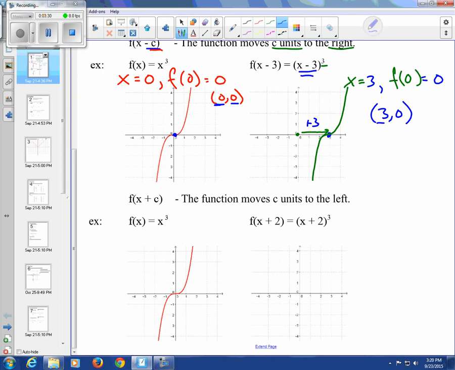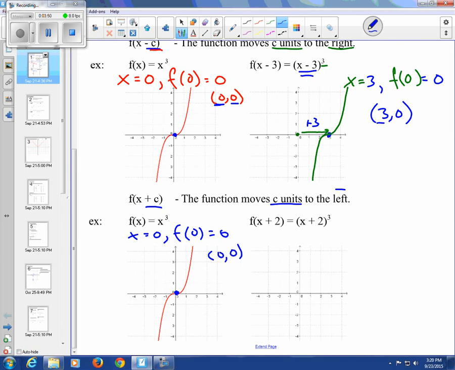If we're looking at adding a constant c within our function, we would say that that moves the function c units to the left, which is of course the negative direction. Again, we can see that ordered pair 0, 0. For an x value of 0, we're getting the function value of 0 on the graph of the cube.